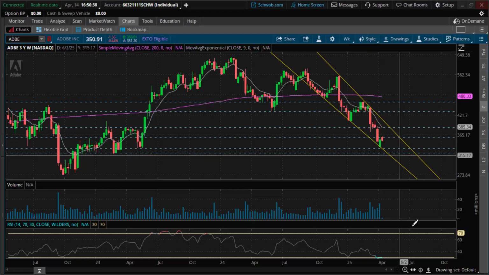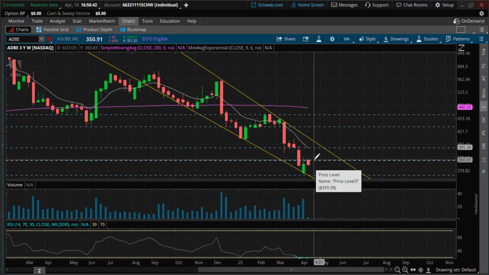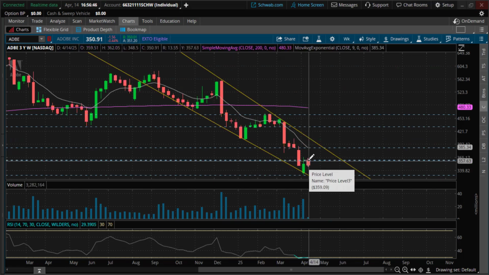We're going to look at Adobe here on the weekly chart. You can see that basically this 359 area is going to be the place of concern. Today we opened at 359.51, had a high of 362 in here, low of 348, and basically Adobe followed the trend with the overall markets, right?